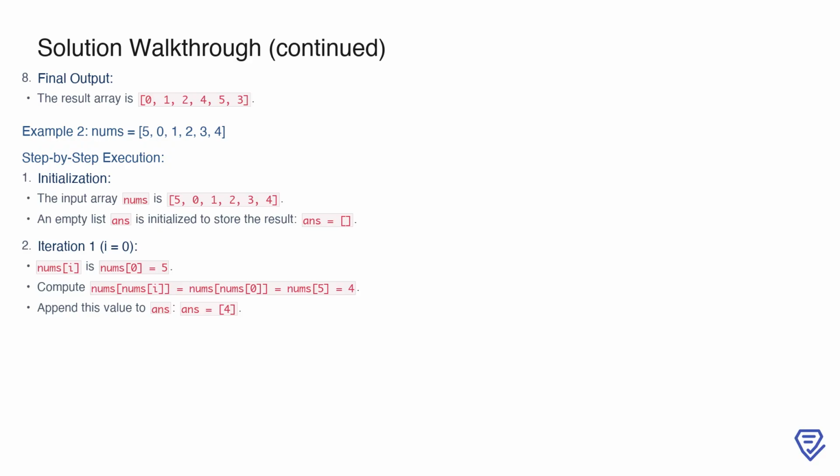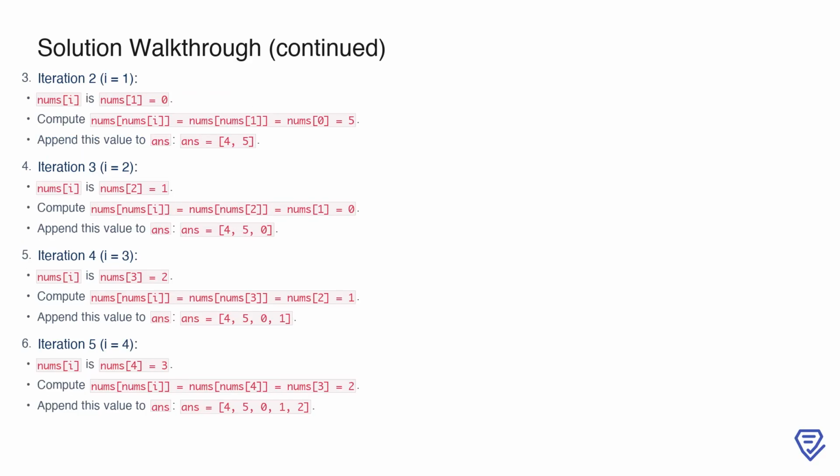Once again, we initialize an empty list ANS to store the result. Starting at index i equals 0, nums[i] is 5. We calculate nums[nums[i]], which gives nums[5] equals 4. Appending this value, we start with ANS equals [4].